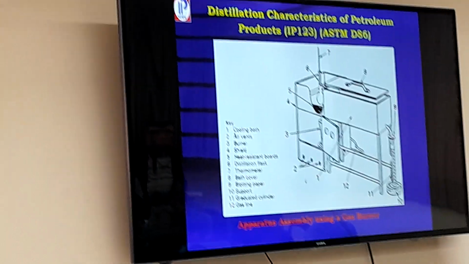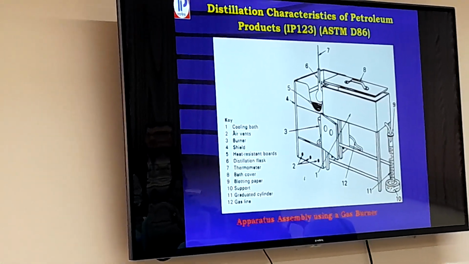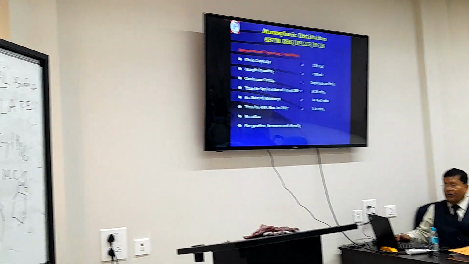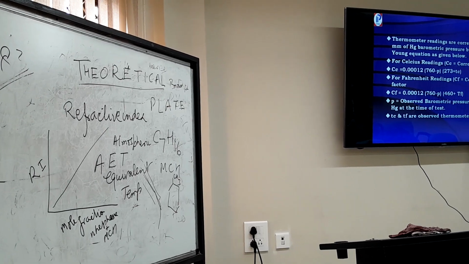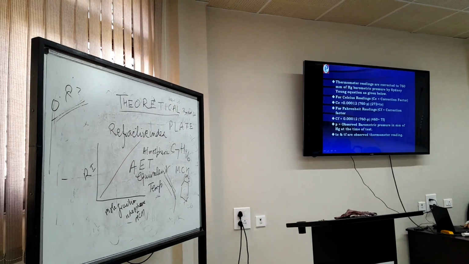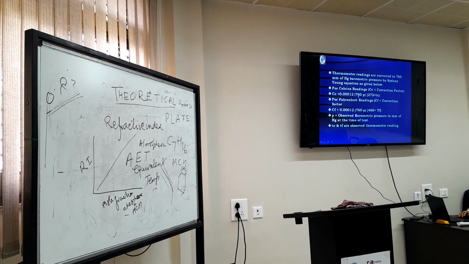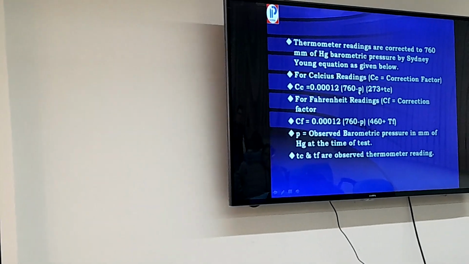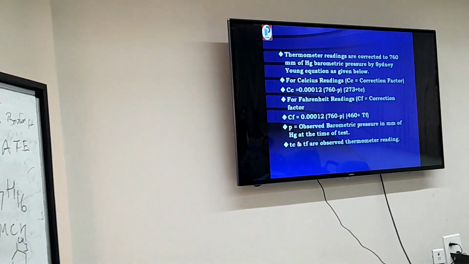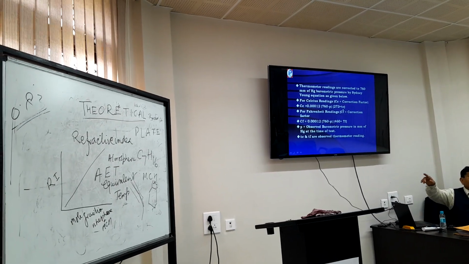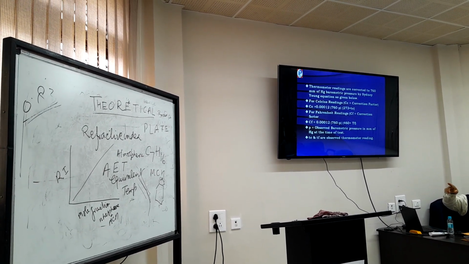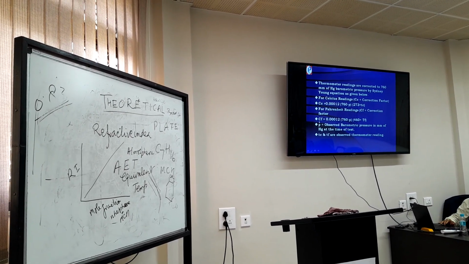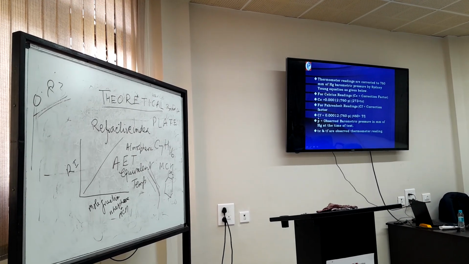So you convert your observed temperature using Sydney Young's equation, which is this: 0.00012 times (760 minus the pressure of that place) times (273 plus TC), in degrees Celsius. For example, the pressure of Dehradun is 704. TC is the observed temperature. Then you will find the corrected temperature in degrees Celsius and in degrees Fahrenheit. This you have to report.